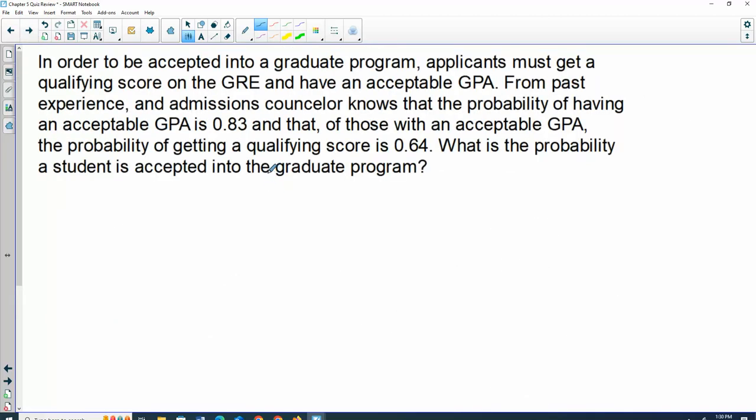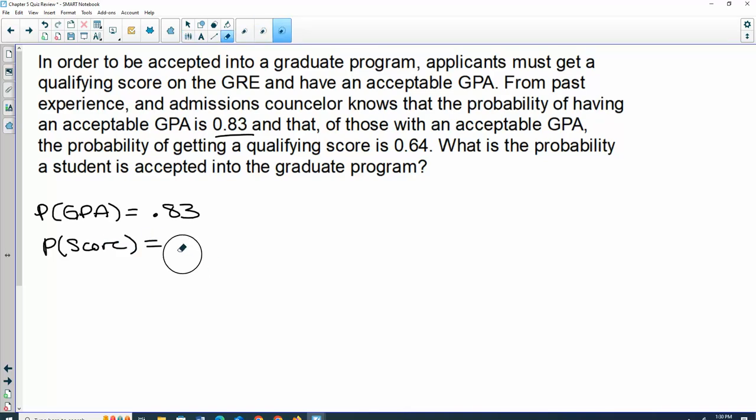Let's look at this one. In order to be accepted into a graduate program, applicants must get a qualifying score on the GRE and have an acceptable GPA. From past experience, an admissions counselor knows the probability of having an acceptable GPA is 0.83. And that of those with the acceptable GPA, the probability of getting a qualifying score is 0.64. So the probability their score is high enough is 0.64.